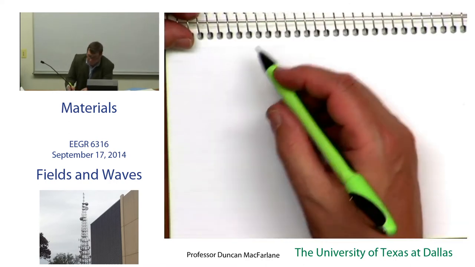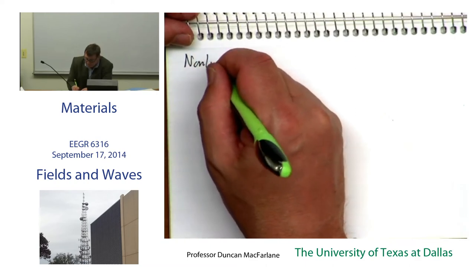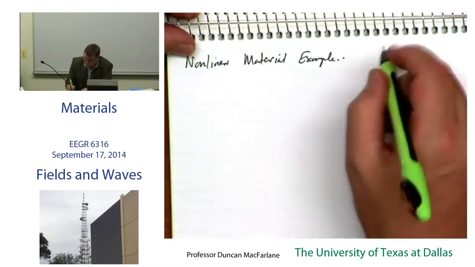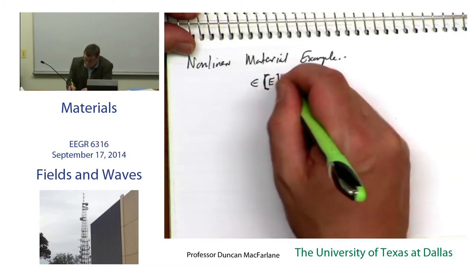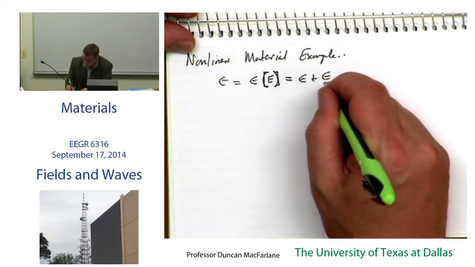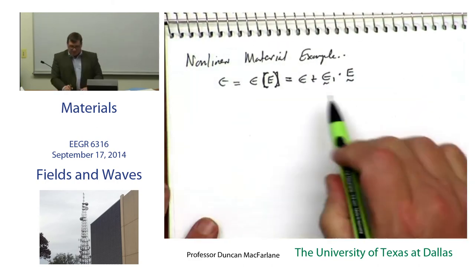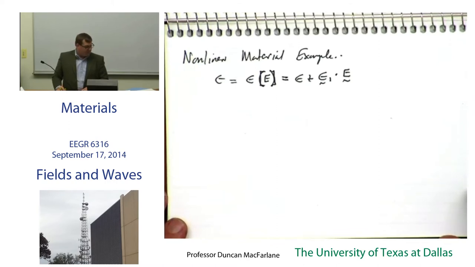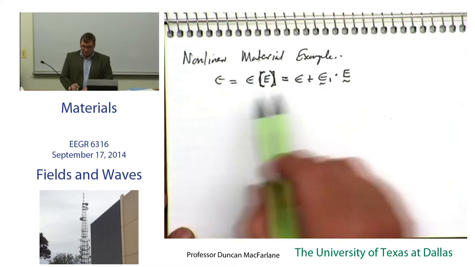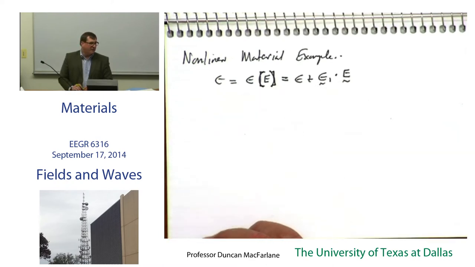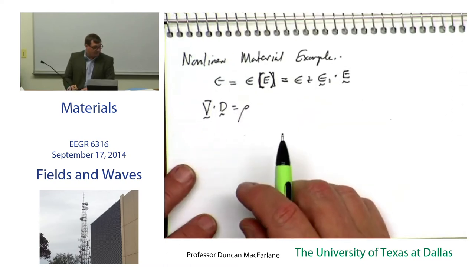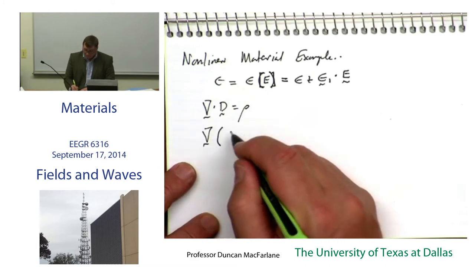Now let's find it. Epsilon of E. And I'm just going to stick to the simplest term of the Taylor series. Okay? So epsilon is proportional to epsilon e, which means d is proportional to e squared. Okay, that makes it a nonlinear equation. So now I'll go back to my del d equals rho term. And I'll put in my form for my dielectric constant.